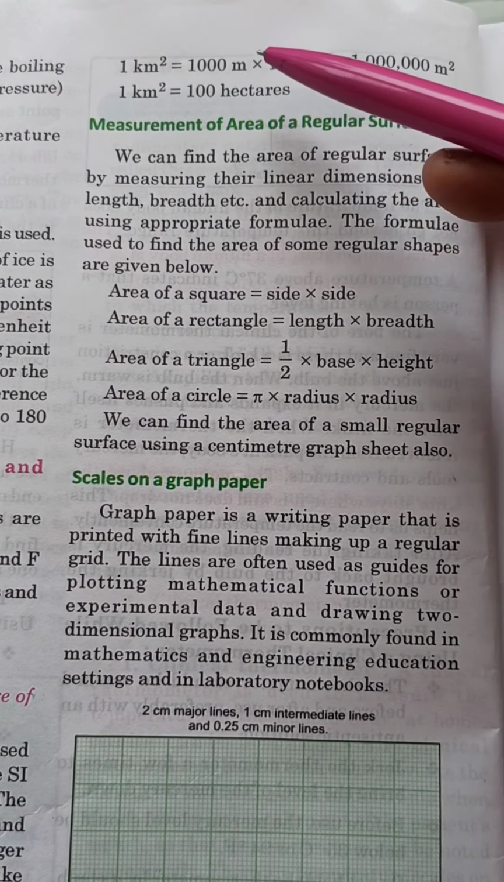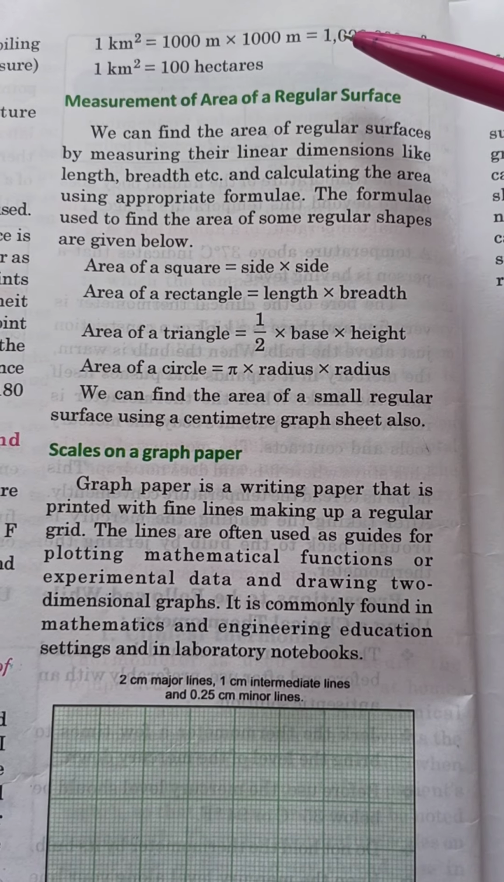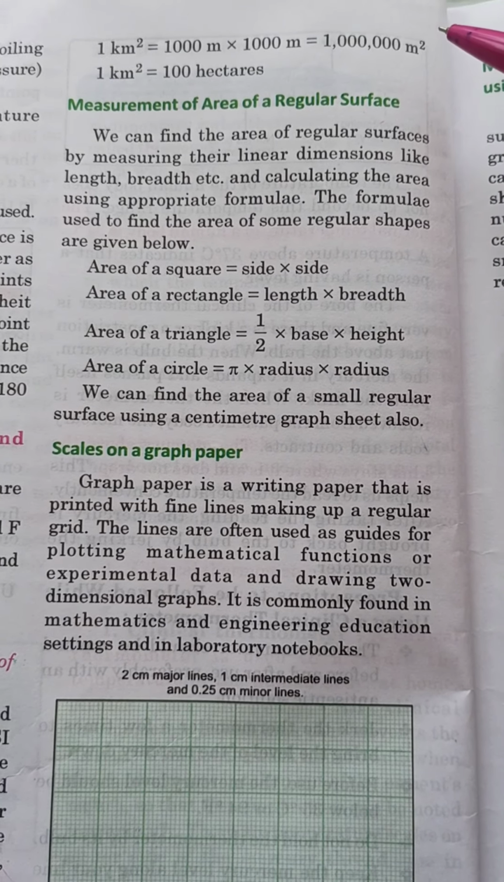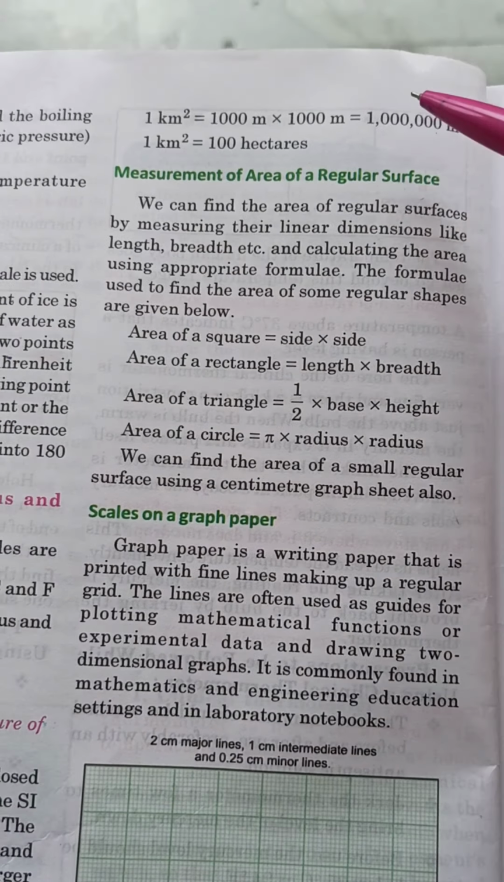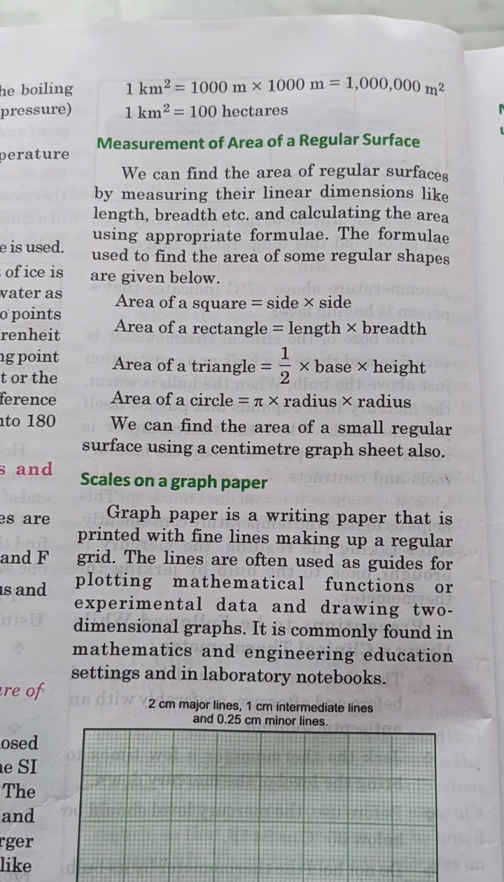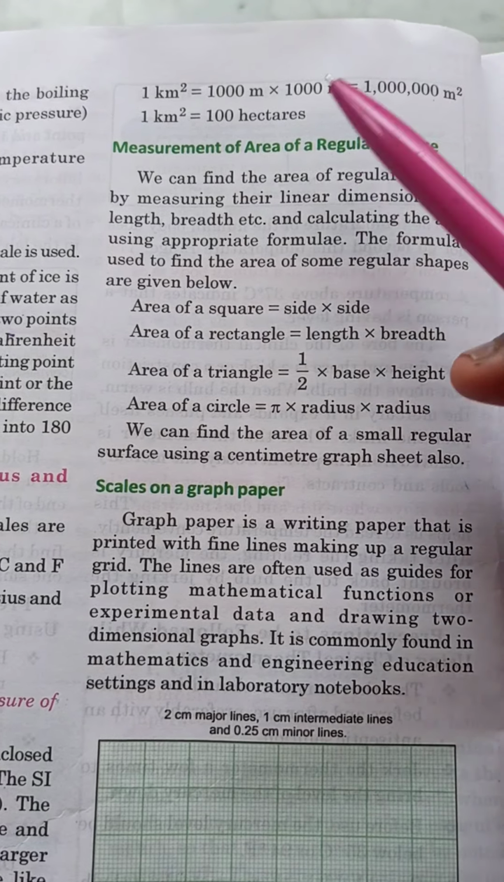Now 1 kilometer square is equal to 1000 meter into 1000 meter, which is equal to 1,000,000 meter square. So it will become 10 lakh meter square. So 1 kilometer square is equal to 100 hectare. After converting from one unit to another, this is how we will get it.